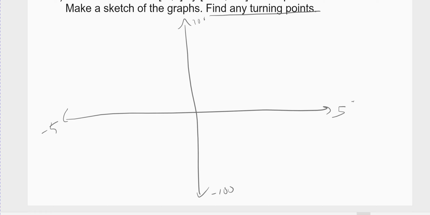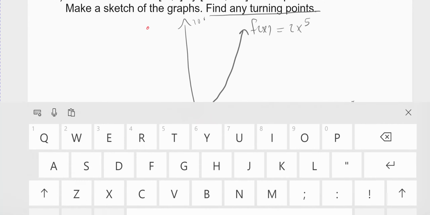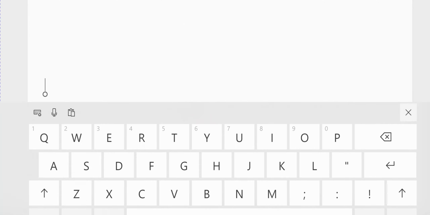All right, so the first function, f of x, just simply looks like this. It goes through my origin. It's this S kind of shape. There's f of x, which is 2x to the fifth. The other function's a lot messier. Now, it also goes through the origin, but then it's got a spot up here and a spot down here. It does have symmetry.